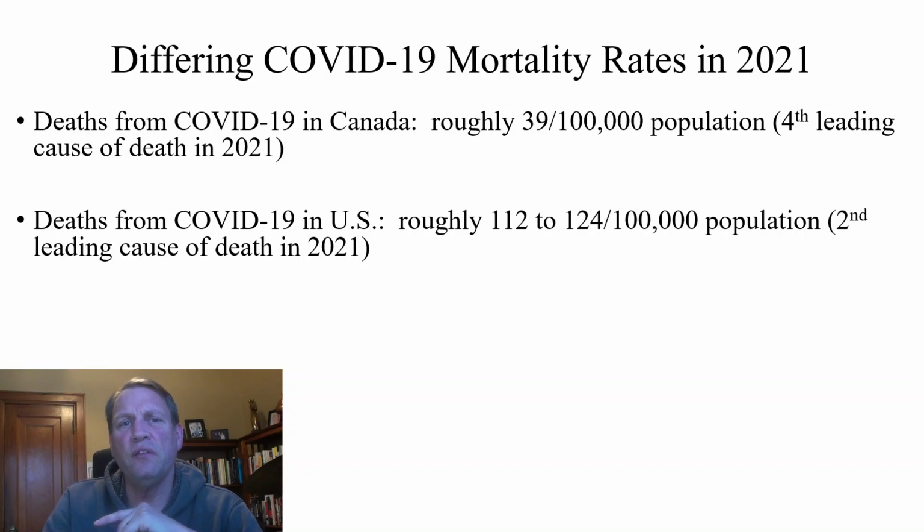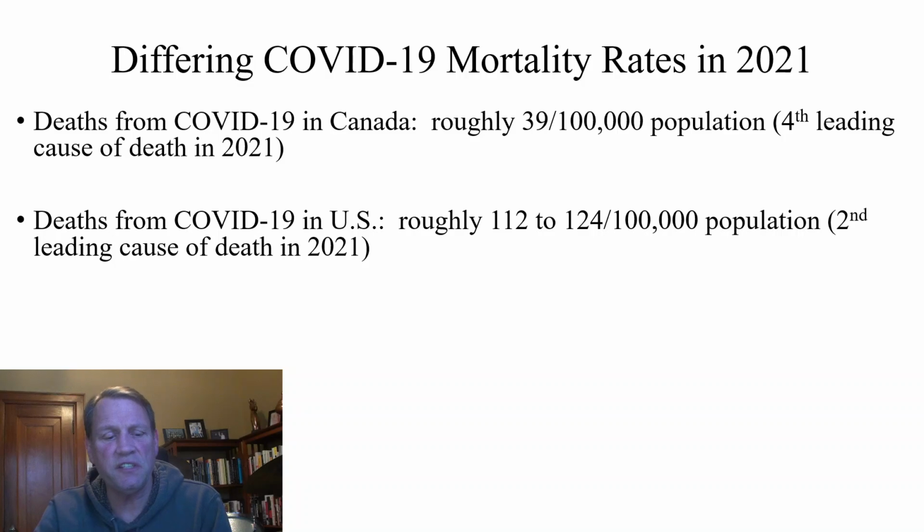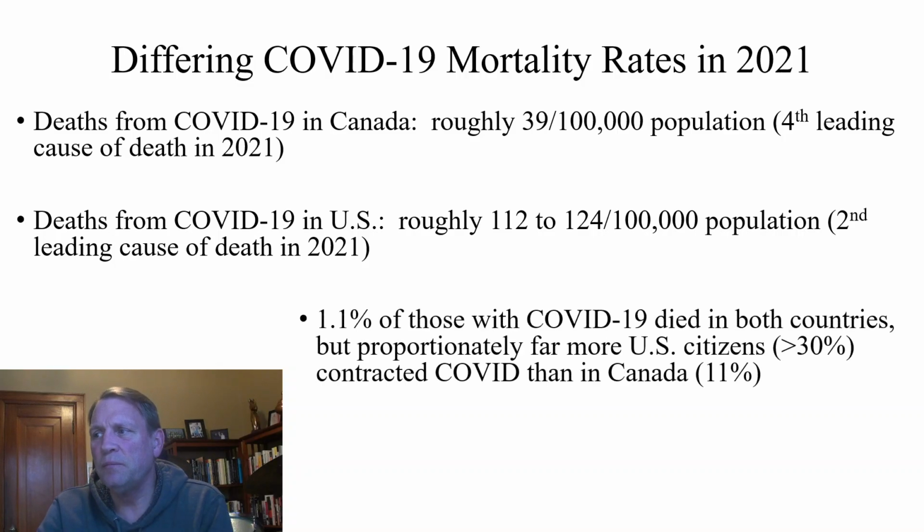And in that regard, Johns Hopkins estimates that in both countries, about 1.1% of the population died if they contracted the disease. Highly comparable, no statistically significant difference to say the least. The problem is that only about 11 percent of Canadians contracted the disease in the first place, whereas over 30% of US citizens contracted COVID-19.